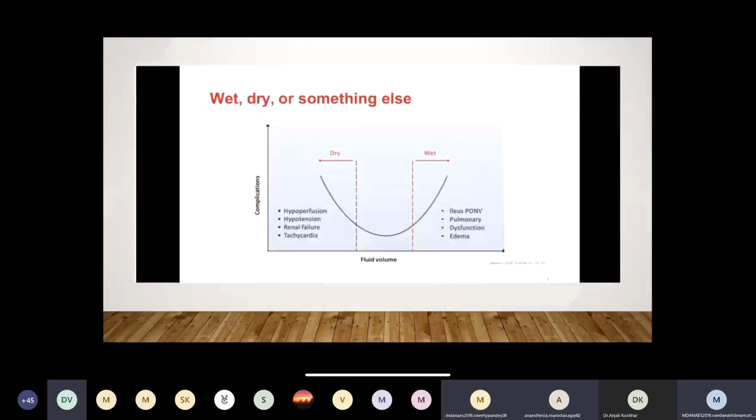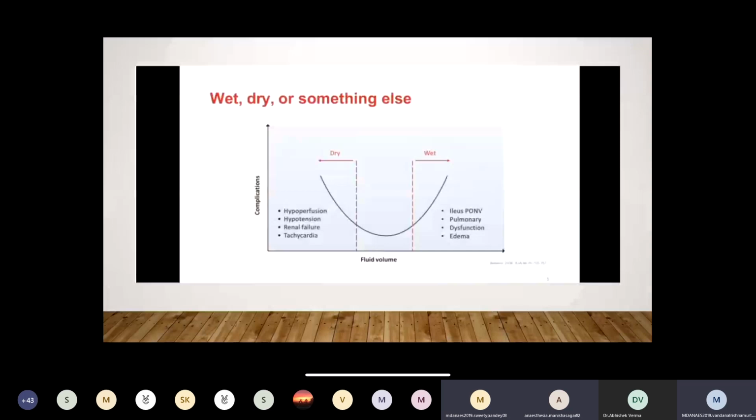Preeti, tell us why we want to keep the patient in the center of the graph. To keep the patient in the center of the graph, because after major surgeries, as we discussed, the oxygen demand is increased and patients have a lesser ability to increase the cardiac output. So we want to give a particular amount of fluid to the patient, so that if we underload the patient, they can go into hypoxia, hypovolemia and tachycardia. Hypoperfusion can lead to hypoxia.